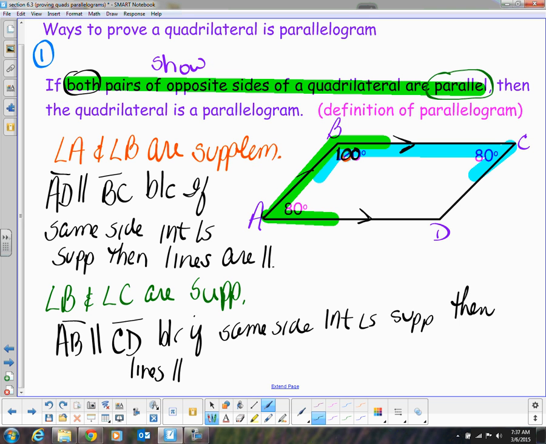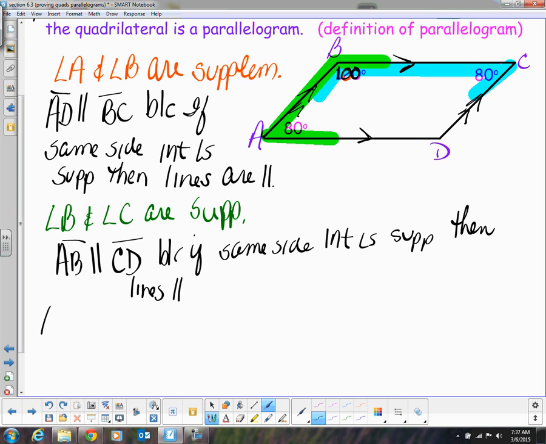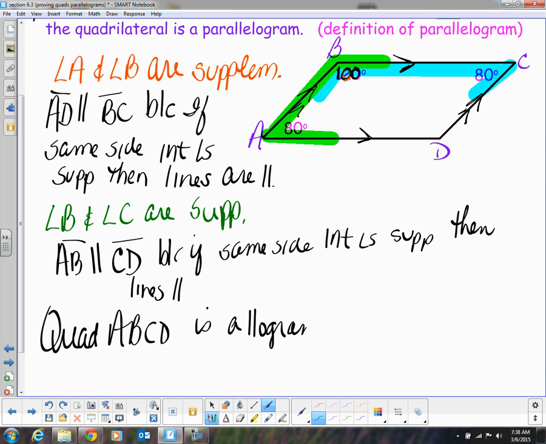Now, I've got this pair of lines parallel. Now, have I met this criteria? Do I have both pairs parallel? So now I could say that quad ABCD is a what? Parallelogram. Why? In this case, definition of parallelogram, because that's what the definition says. So you are going to be looking for, in this case, I'm giving same side, I can get all.